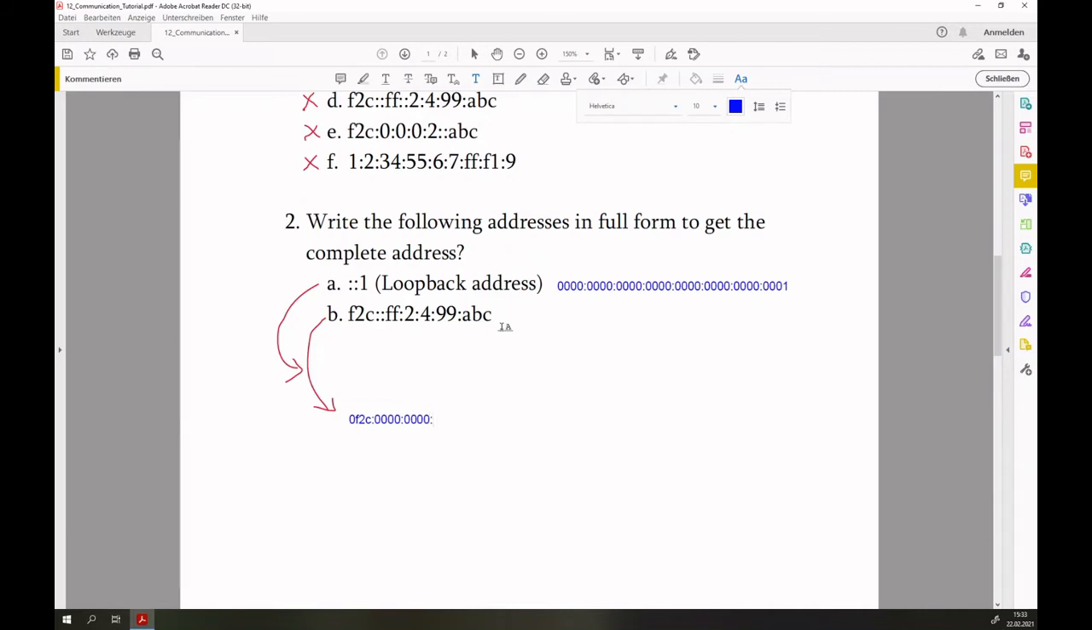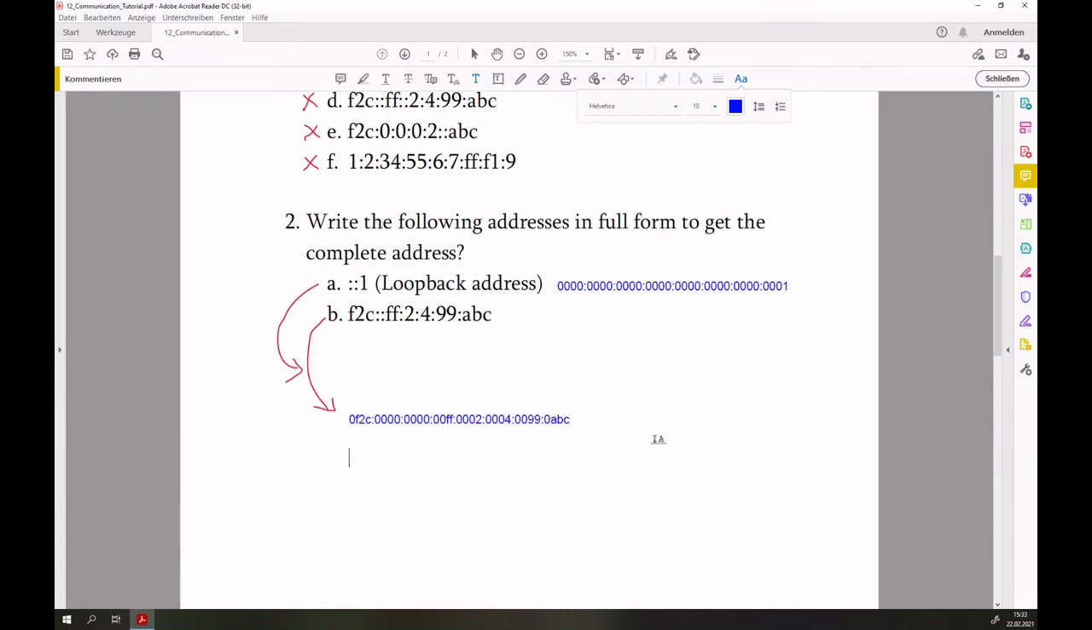And then we have the FF. We fill it up with zeros. We have the 2, 3 zeros and a 2. We have the 4, 3 zeros and a 4. We have the 99, so 2 zeros, 99. And we have the ABC, which is 0ABC. So we just fill up with zeros so that we have the complete IP version 6 address.